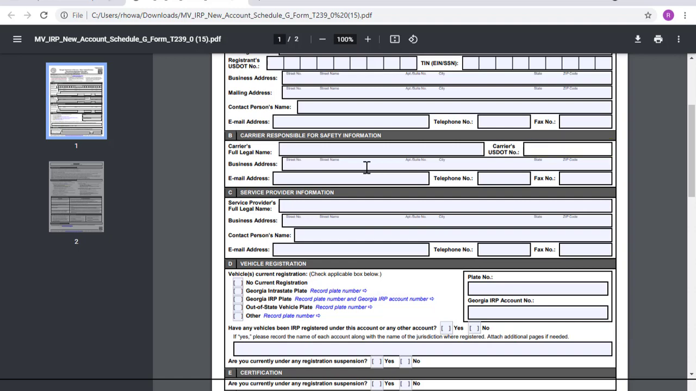So a lot of this information may be a bit repetitive, but guess what? We're still doing it. We're in it. We're in it to win it.